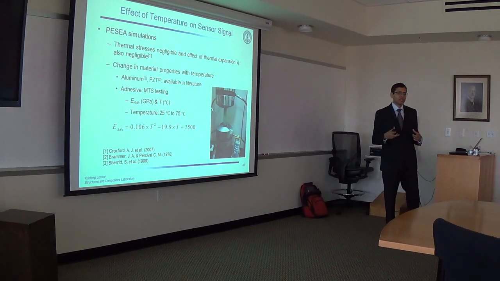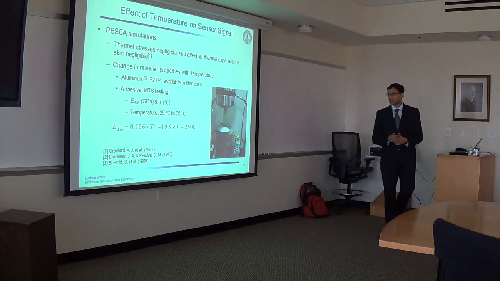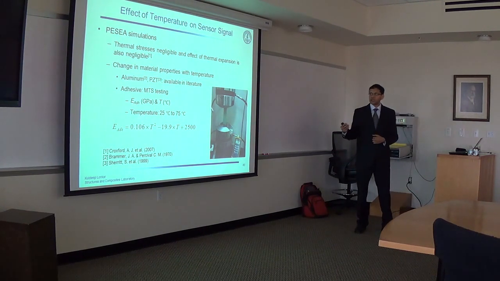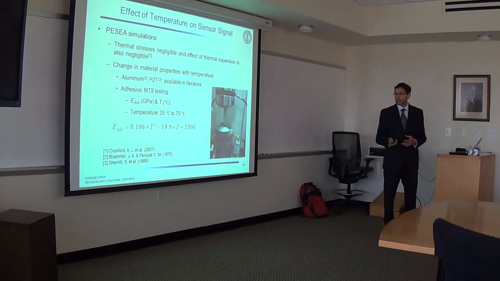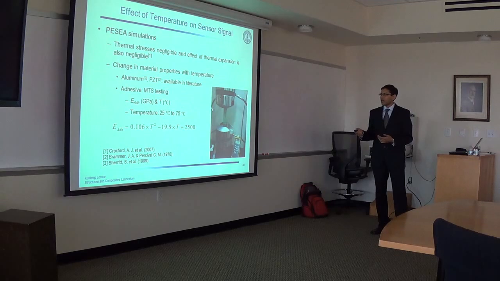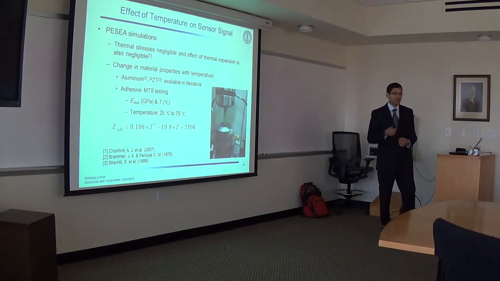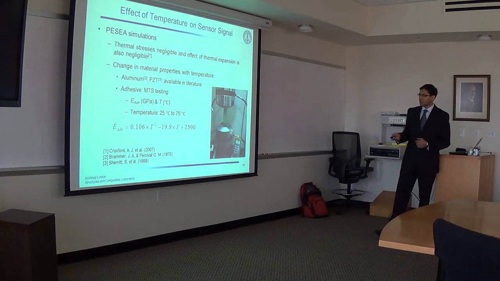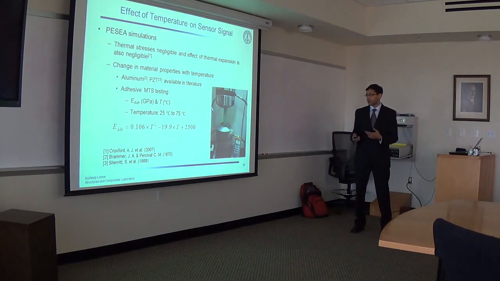So the effect of change in temperature was modeled by changing the material properties with temperature. The variation in the properties of aluminum and PZT is readily available in literature, but that for the adhesive could not be found. So we carried out some experiments to get the Young's modulus of the adhesive at different temperatures. This relation is quadratic and is given by this equation.